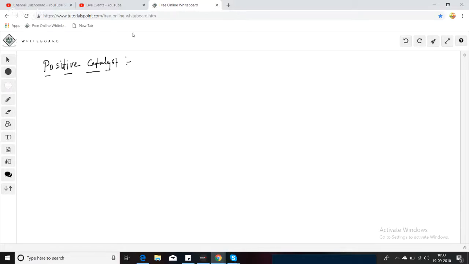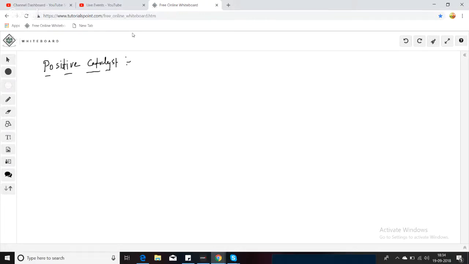These are the substances which increase the rate of the reaction by decreasing the activation energy. Okay, so positive catalyst basically increases the rate of the reaction. Negative catalyst is just the opposite of it. It decreases the rate of the reaction.